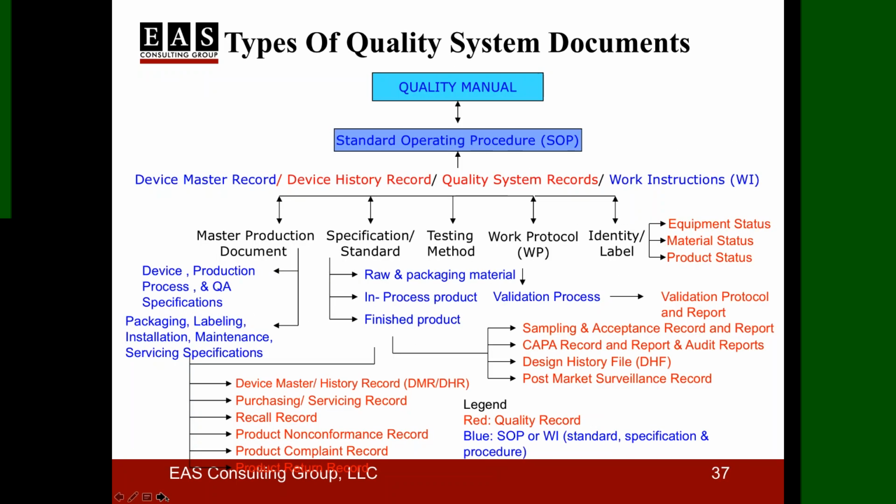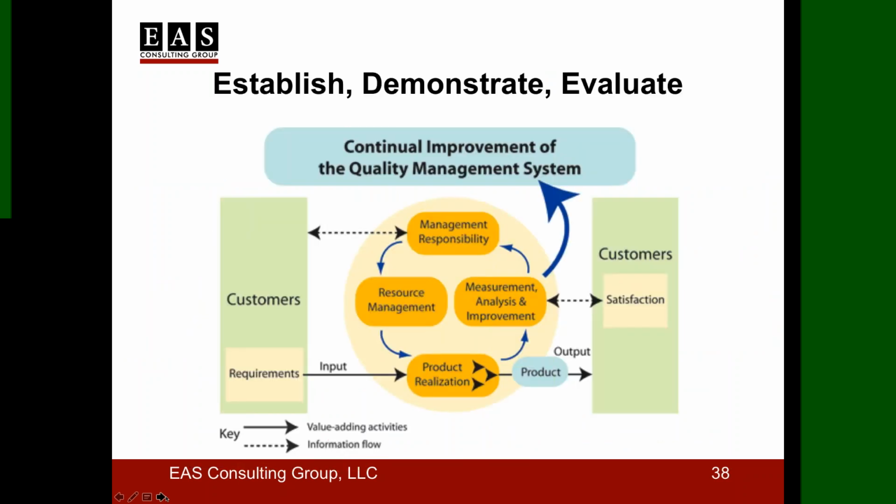You're also going to look at the quality manual, SOPs, instructions, and different types of records. The key to it all is making sure that you have continuous improvement. Again, the way to do that is to do audits.